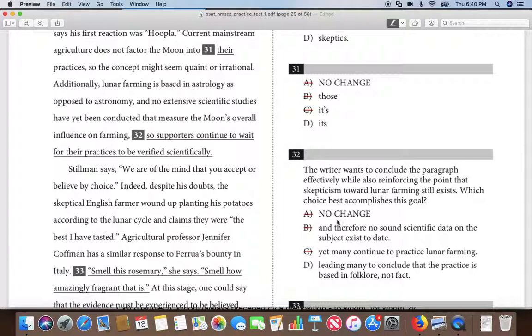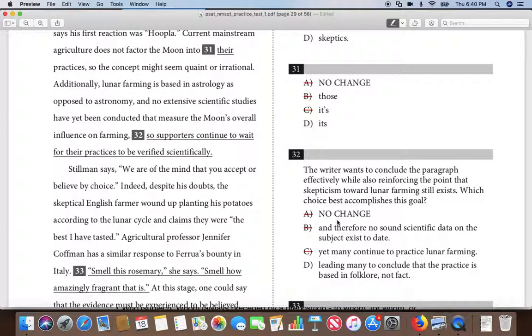Nope. That's not easy, is it? B is so tempting. So many kids are going to pick B. Don't do it. Make sure you directly address the question. If you do that alone, you'll get a big score increase. All right. Great job, Ava.